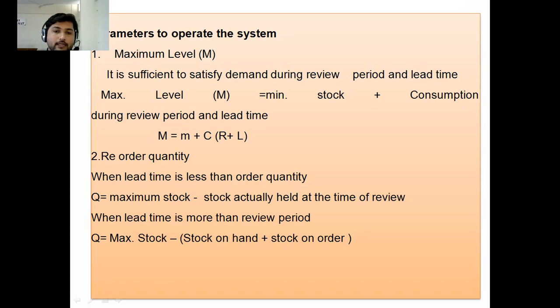And the second one is when lead time is more than review period. In that case, Q is equal to maximum stock minus, inside the bracket, stock on hand (or stock on hold, anything you can consider) plus stock on order. Q is equal to maximum stock minus stock on hand plus stock on order.